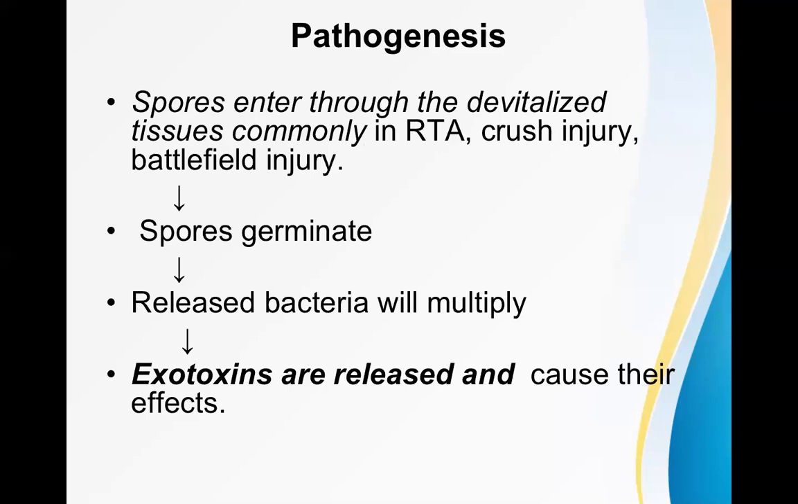That's the first thing. The second thing, these are spore forming organisms. Those spore forming organisms will change into a vegetative form, means they germinate into the active form or vegetative form of the bacteria. Now these bacteria will multiply or proliferate there. They become large in number, and then the exotoxins are released, which leads to their effect. A bit similar to Clostridium tetani pathogenesis, similar type of mechanism.